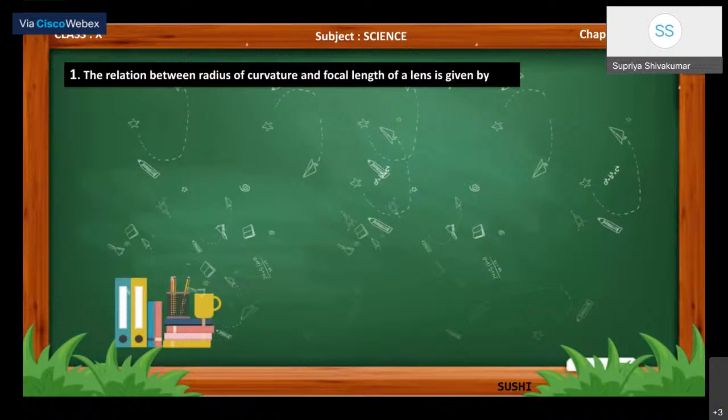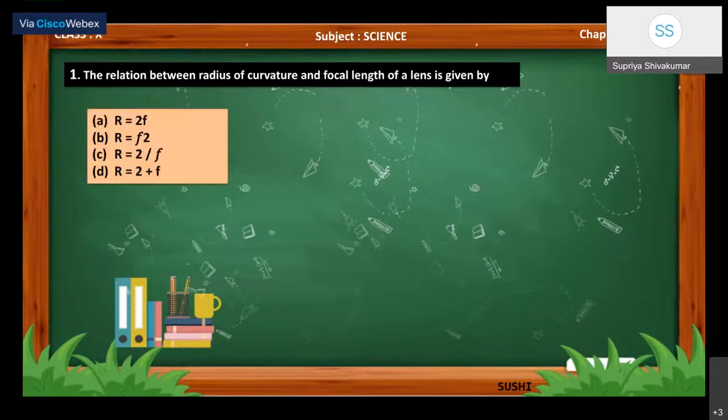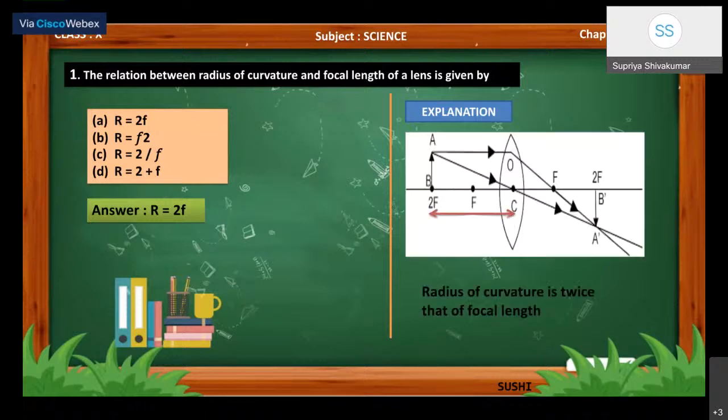Okay, the first question. The relation between radius of curvature and the focal length of a lens is given by. There are four options: R is equal to 2F, R is equal to F2, R is equal to 2 by F, R is equal to 2 plus F. What is the answer? Ma'am, option A, R is equal to 2F. Yes, R is equal to 2F is the correct option. I have given you the answer, and I have also given you the explanation on the right hand side.